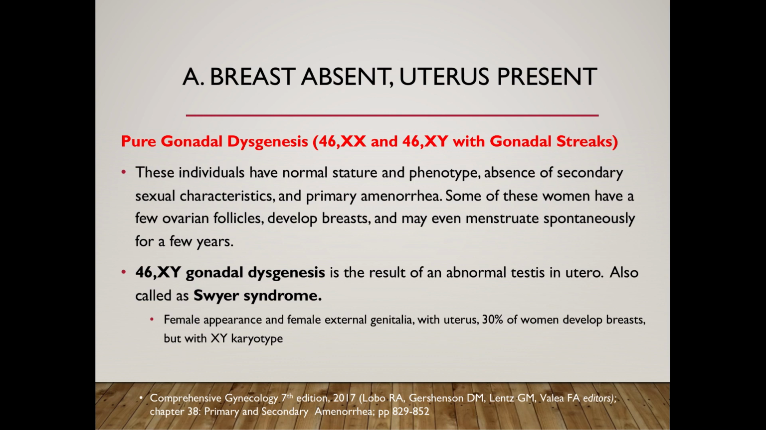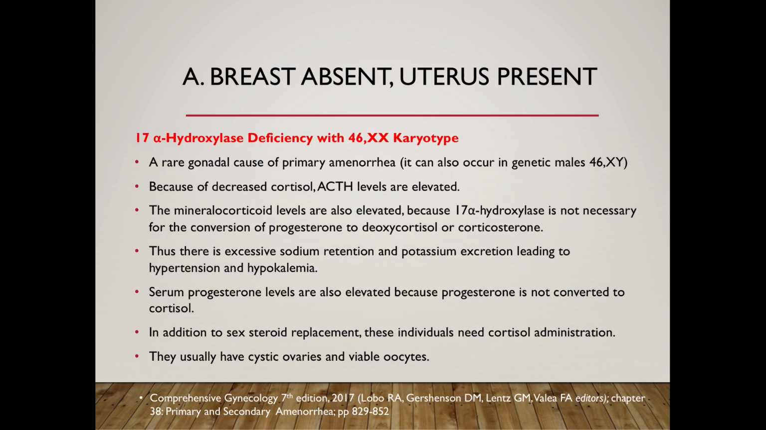Now, these patients with Swyer syndrome usually have female appearance and female external genitalia. They have uterus, and 30% of women develop breast. However, as I've already mentioned, these patients who have uterus have an XY karyotype. Another example for this classification is the 17-alpha hydroxylase deficiency with a 46XX karyotype.